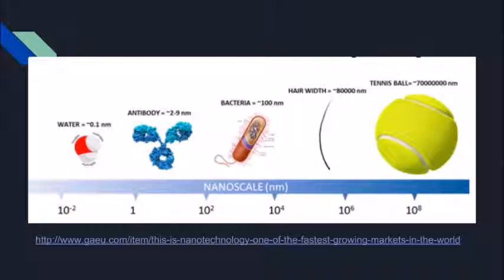Nanoscale is used when talking about nanotechnology, and to put it in a simpler way, a water atom is 0.1 of a nanometer, an antibody is 2.9 nanometers, a bacteria is 100 nanometers, the hair width is approximately 80,000 nanometers, and lastly, a tennis ball is 70 million nanometers.